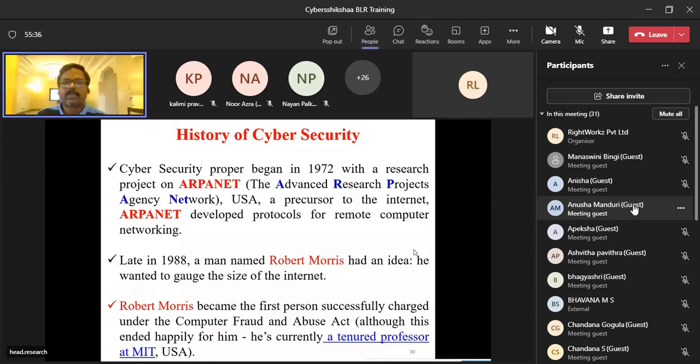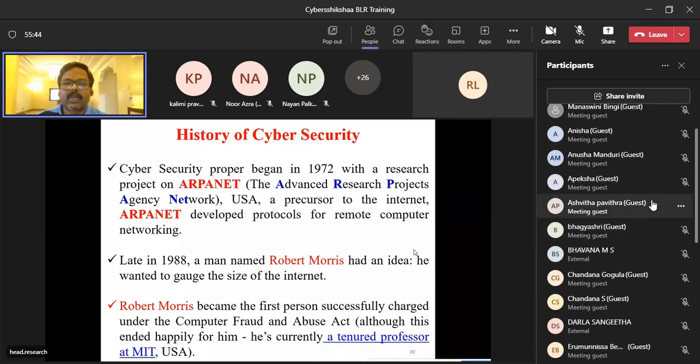Cyber security proper began in the year 1972 with a research project called ARPANET. ARPANET stands for Advanced Research Project Agency Network. Even computer networks derived from the ARPANET project. It is located in the USA in a very big laboratory. A precursor to the internet, ARPANET developed protocols for remote computer networking.